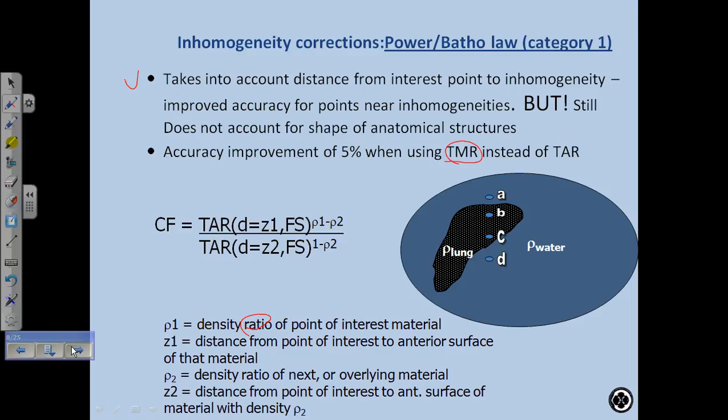And Z1 is the distance from the point of interest to the interior surface of that material. Okay, that's going to be this distance. Rho 2 is the density ratio of the next or overlying material. So you can actually use this to calculate materials of different densities. You can have water, you can have bone, you can have air there. And I think Kahn has an example where he's got 3 densities. Okay, so in our case, what's rho 2 going to be?